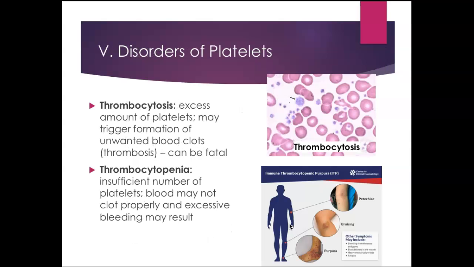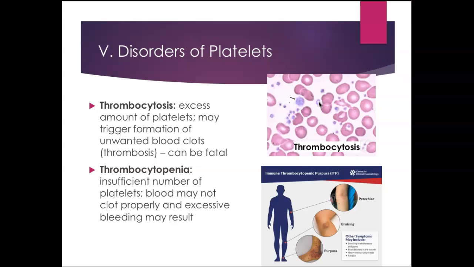Let's talk about some disorders of platelets. In thrombocytosis, we are going to have an excess amount of platelets. There are these little purple spots that we see throughout here, and they may trigger formation of unwanted clots, which is known as a thrombosis, which can be fatal if it blocks blood flow in an area.